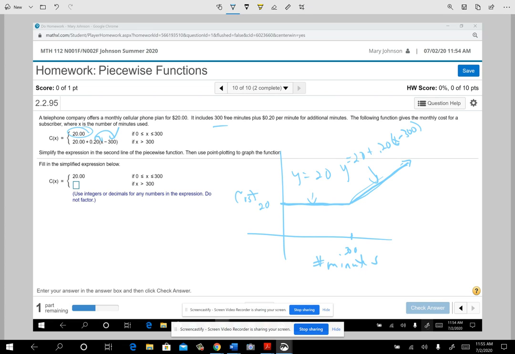But, you know, you could think about, well, what would be the cost if I used 350 minutes in a month? And you'd have to be thinking about the fact that you wouldn't use the top rule, you'd use the bottom rule, and you'd plug in 350 in here. And so your cost would have been 20 plus 20 cents times those extra 50 minutes. Okay. But if your number of minutes was like 100, then the cost would just be $20 because you get 300 free minutes.